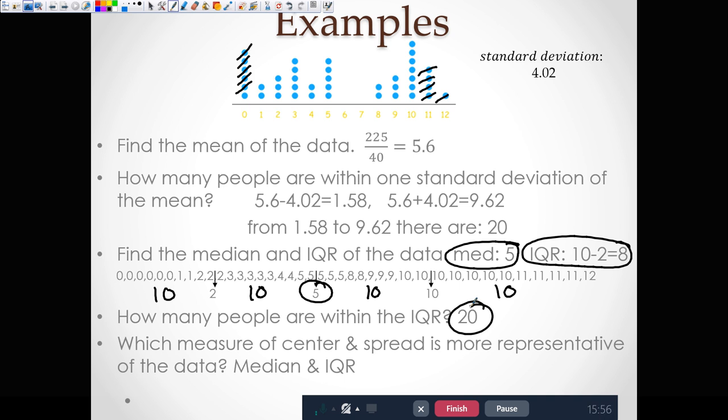And any time that you have the median, the type of spread that you're going to have is your IQR. They go together. Anytime that you have a mean, the spread that you're going to have is either going to be the standard deviation or the range. And the IQR of 8 represents more data than our standard deviation, which is only 4, and our range, which would be really big, 12. Okay, so median and IQR are the best fit for this data.